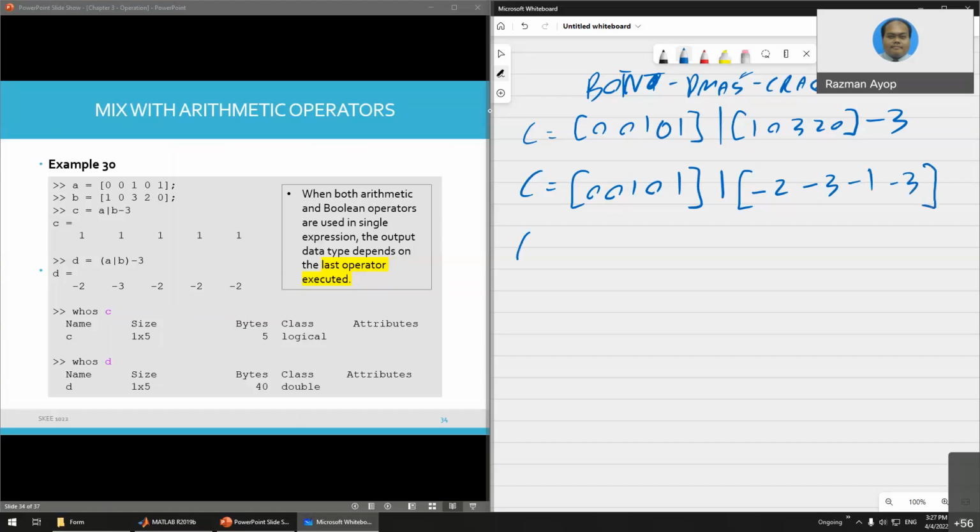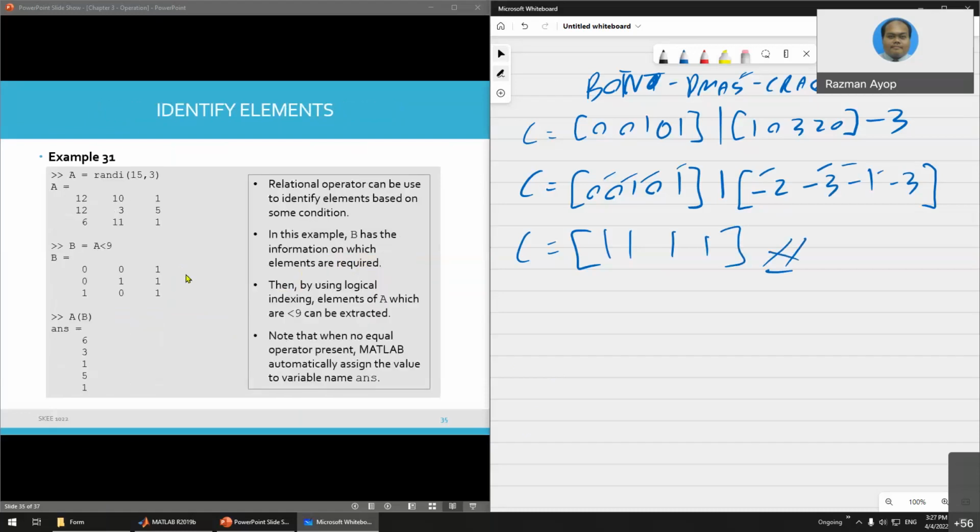And then after this, C is equals to, remember 0 is always 0, and other numbers will become 1. So 0, 1 is 0, 1 is 0, OR right? So OR is 1, 0 and 1 is 1, 1 and 1 is 1, and 1 is 1 is 1. Okay, so this is the answer. B you can try on your own.